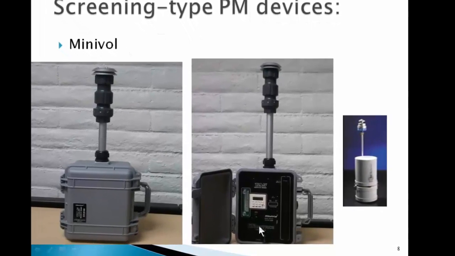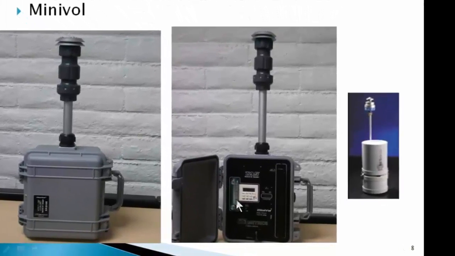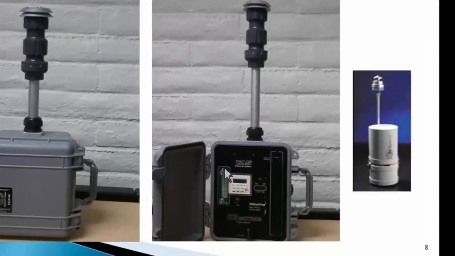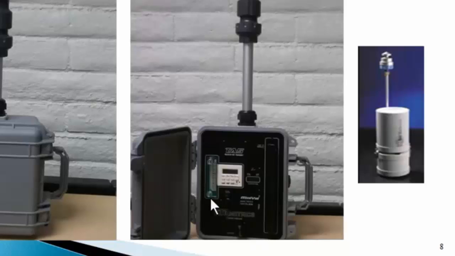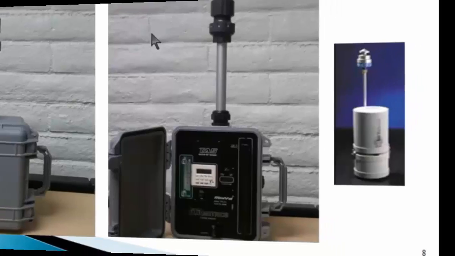This is basically the inside here, and you can see you've got a flow meter right here, one of those bubble type flow meters, and it's really critical that the flow rate be the flow rate that you want it to be, and that you monitor that as frequently as possible with any particulate matter monitoring.